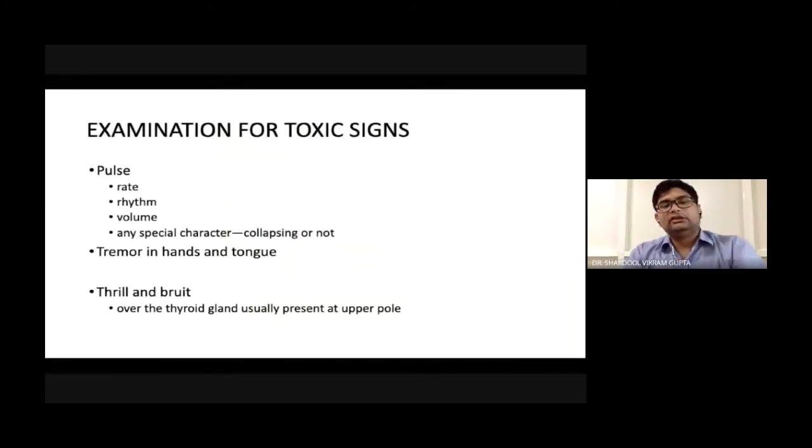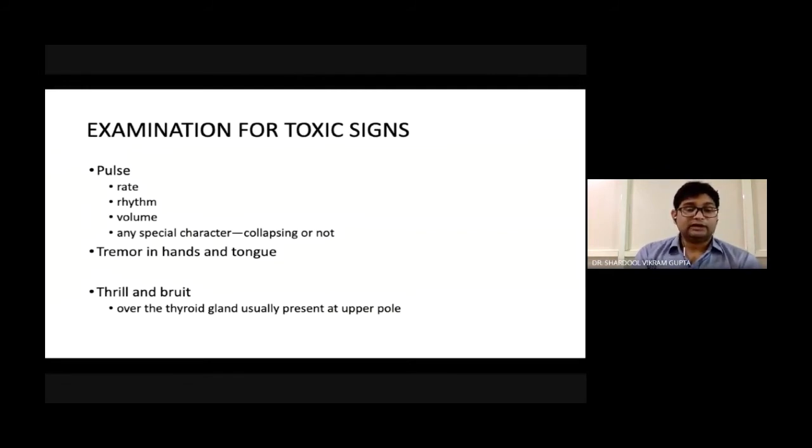So then you look for toxic signs. You look for pulse in terms of rate, rhythm, volume, and any special character like collapsing. In hyperthyroidism, you'll see a collapsing pulse. It's actually part of general physical examination. If I take your lecture on general physical examination, then I'll let you know about all these pulses and what you should do and how you should do it.